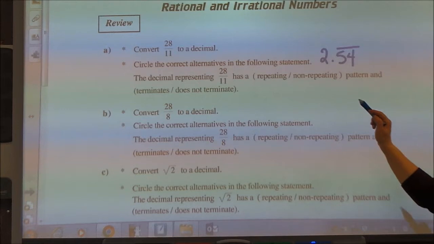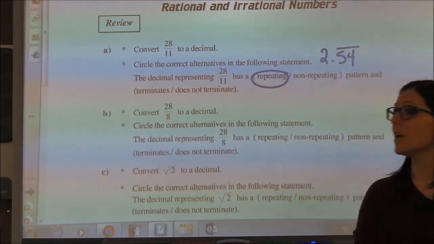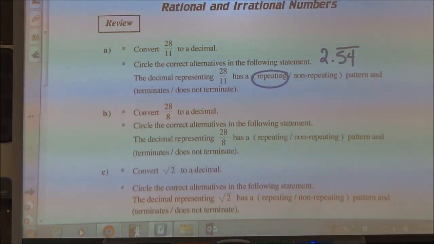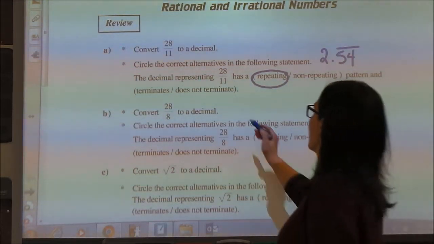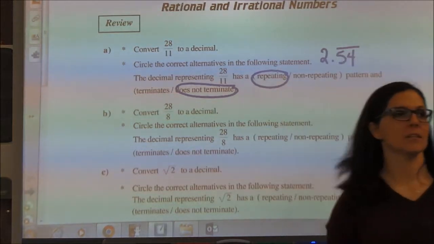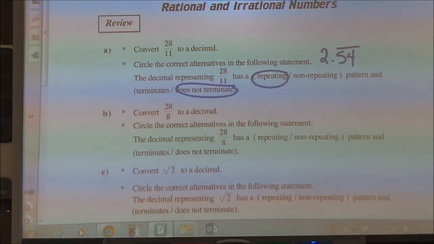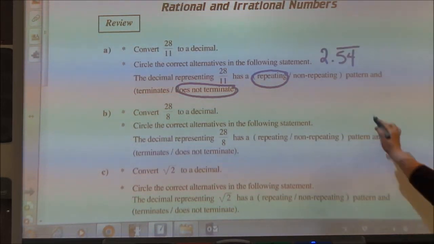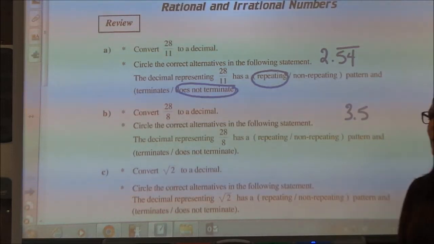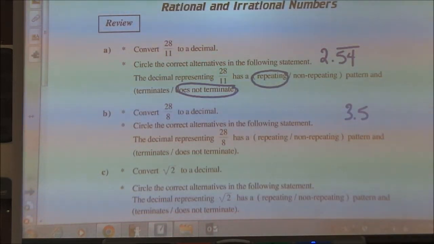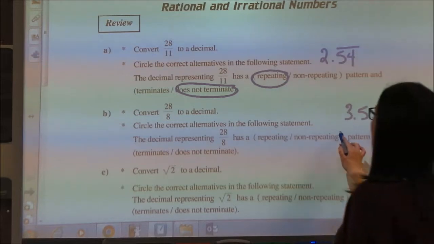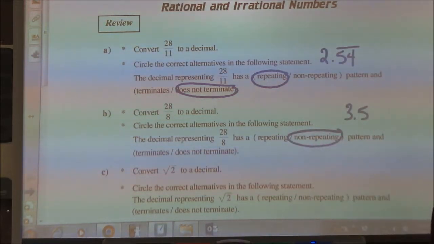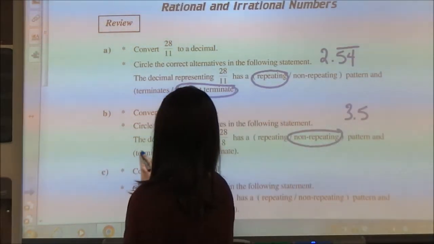So you already told me this is a repeating decimal, which means does it terminate or not? No. What does terminate mean? Stops. This does not terminate. Now the fraction 28 eighths. What is that as a decimal? 3.5. Does this have a repeating or non-repeating pattern? Non-repeating. And does it terminate? Yes.